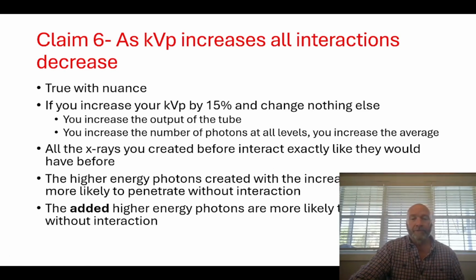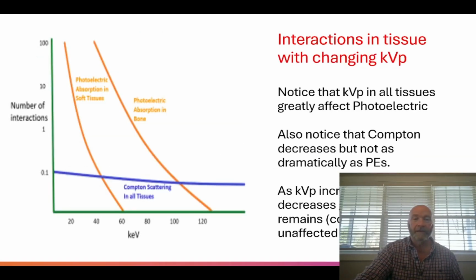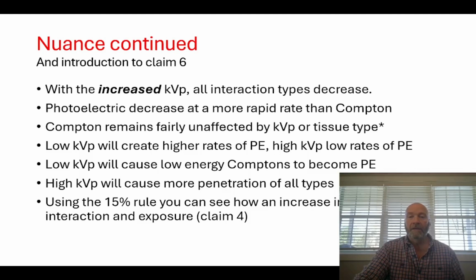You increase the number of photons at all levels, you increase the average. All the x-rays you create interact exactly like they would have before, and therefore you're going to get an increase in the raw number of absorptions, but your percentage is going to decrease. So the higher energy photons created with increased kVp are more likely to penetrate through the patient, and the added higher energy photons are more likely to penetrate without interaction.